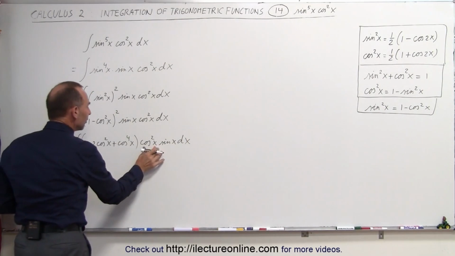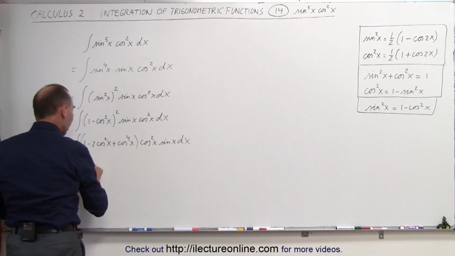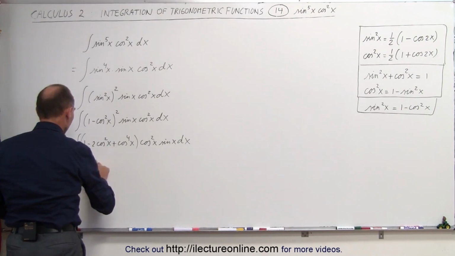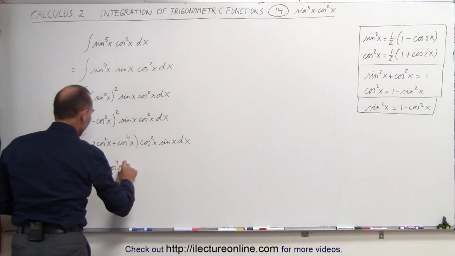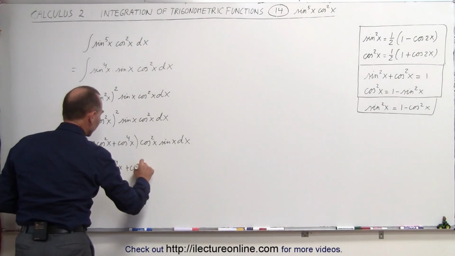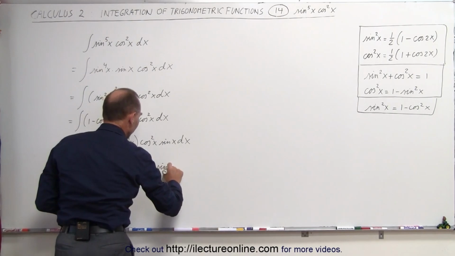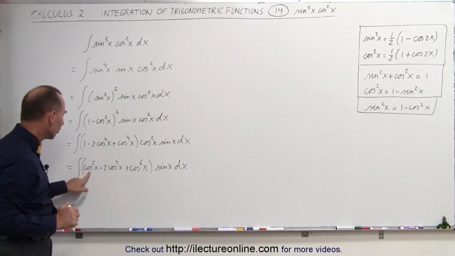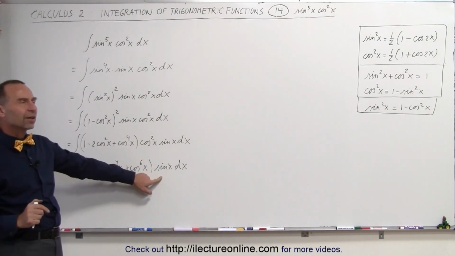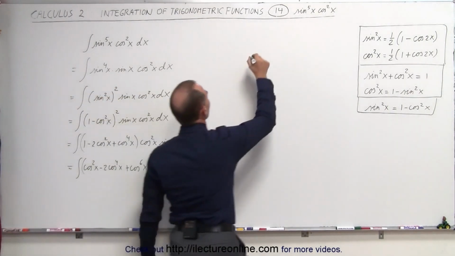Now we'll multiply this through with each of the 3 terms in here. This is equal to the integral of the cosine square of x minus 2 times the cosine to the 4th of x plus the cosine to the 6th of x, all multiplied times the sine of x dx. Now notice that the differential of the cosine of x is equal to the sine of x. Is it the positive or the negative sine of x? Well, let's find out in just a moment.